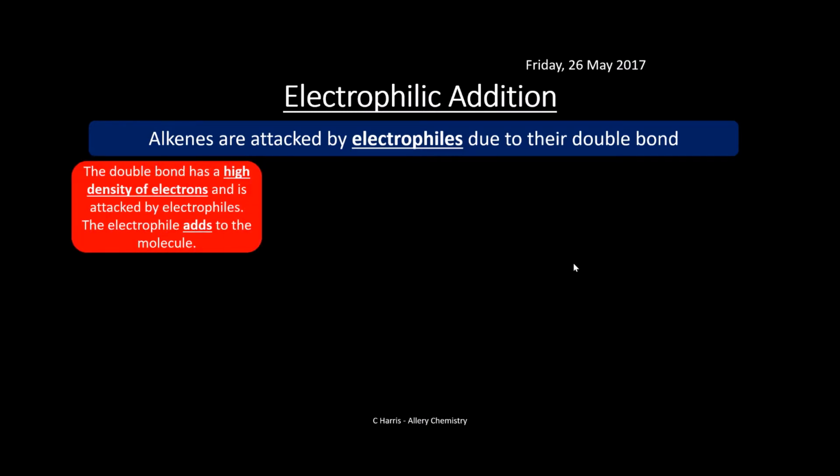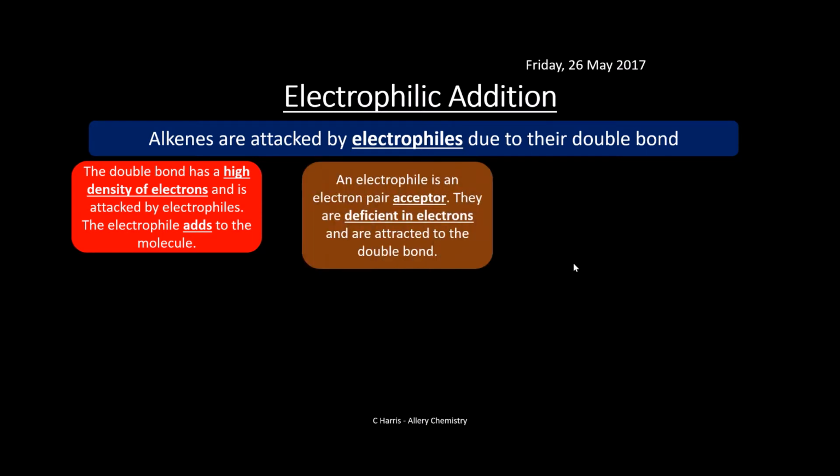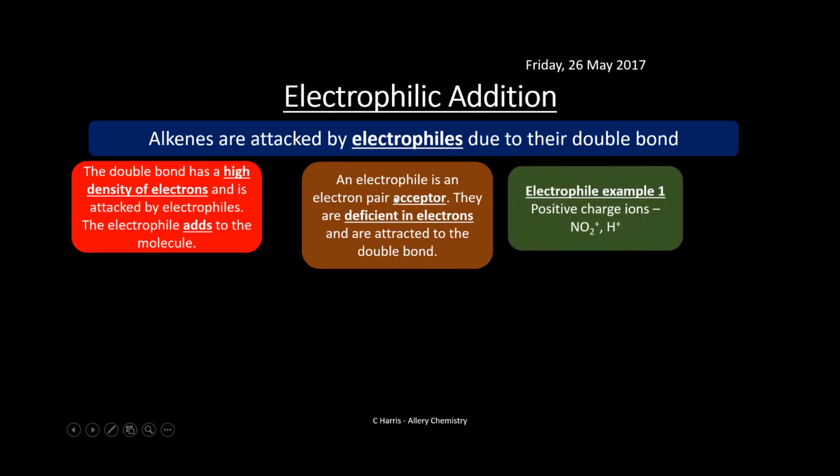Okay, electrophilic addition. Alkenes are attacked by electrophiles due to their double bond. The double bond has loads of electrons, it's high electron density, and is attacked by these electrophiles. The electrophile effectively adds to the molecule, and that's why we call it addition. The electrophile is an electron pair acceptor, so it is electron loving, that's the literal translation. They're deficient in electrons and are attracted to the double bond.